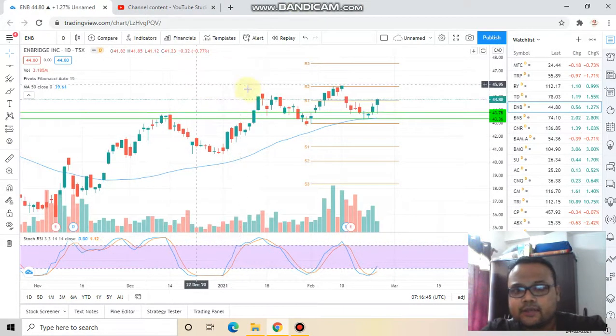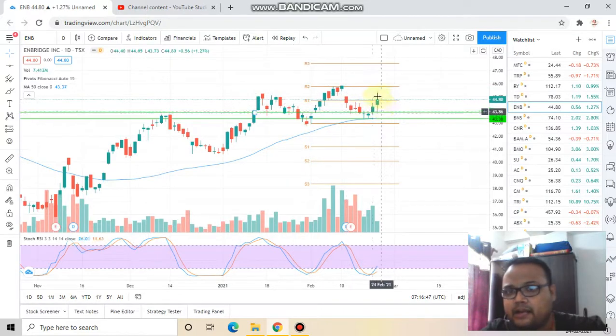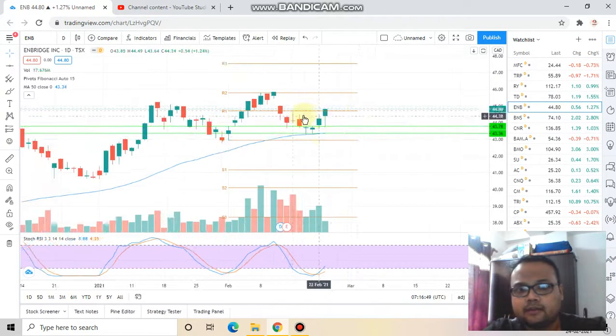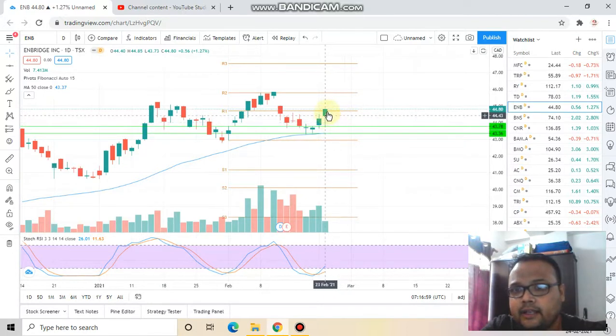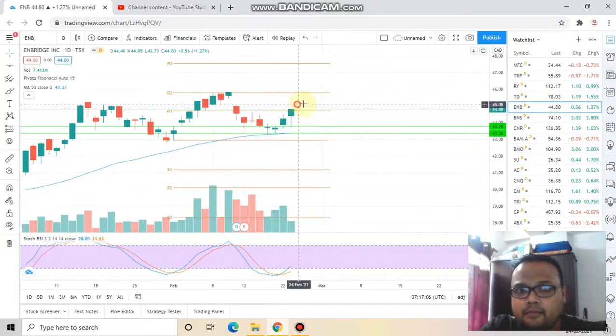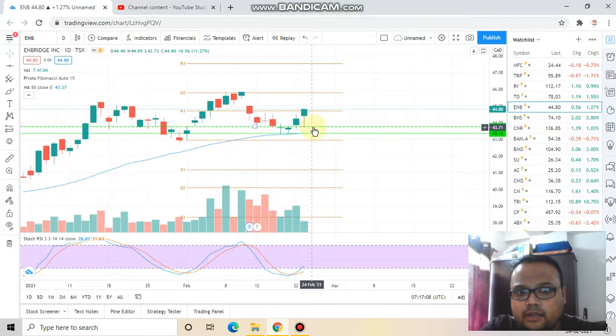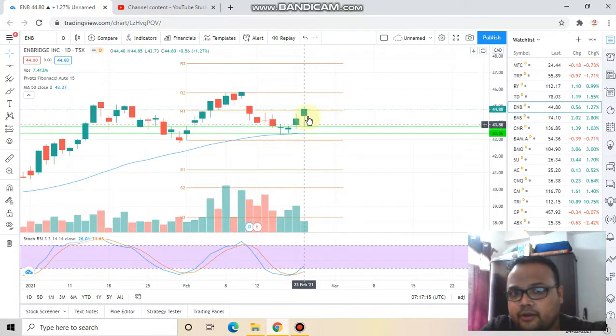The next stock is Enbridge. Yesterday, Enbridge has made a hammer kind of pattern. Beautiful, beautiful candle. Okay, I love this kind of candles. Okay, for ENB, right now ENB is trading at 44.80, or LTP was 44.80. So you do not need to place any order between these two levels, 43.78 and 43.80. In between this range, you do not need to do anything.